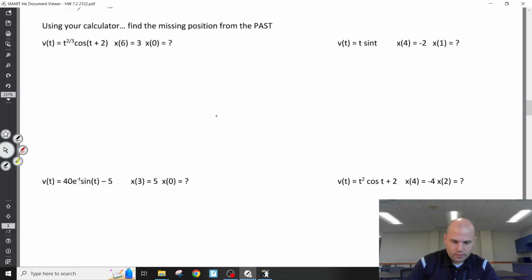What if you know a position in the future? What if you know a position at time 6? Okay, well, let's think about this integral from 0 to 6. Let's think about this area, this displacement.